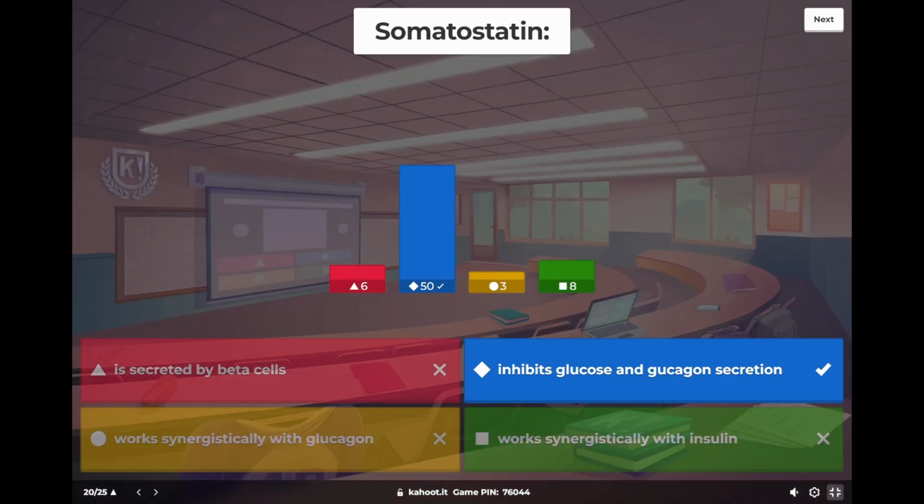Okay. Remember somatostatin, stop. Remember that. What's secreted by the beta cells? Insulin. What's secreted by the alpha cells? Glucagon. What's secreted by the delta cells or D cells? Somatostatin. Someone said it. Somatostatin is the D cells. And everything else is fine.